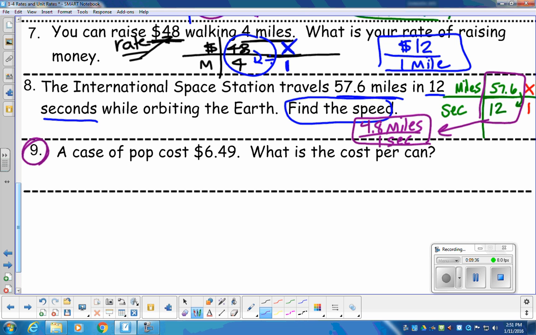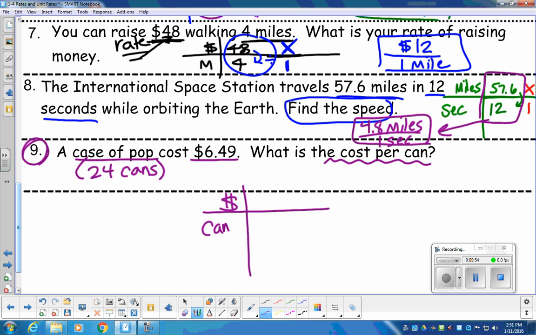For number 9, we have a case of pop. When you're thinking about a case of pop, you should be thinking 24 cans in a case. Costs $6.49. What is the cost per can? So we're asked about how much does it cost compared to how many cans. So we have $6.49 for 24 cans of pop. How much does it cost for one can? $6.49 for 24 is how much for one?